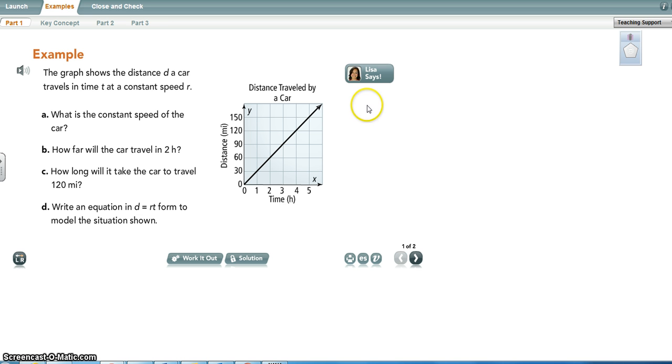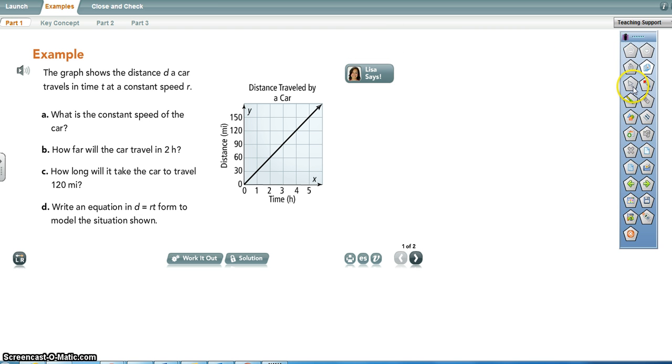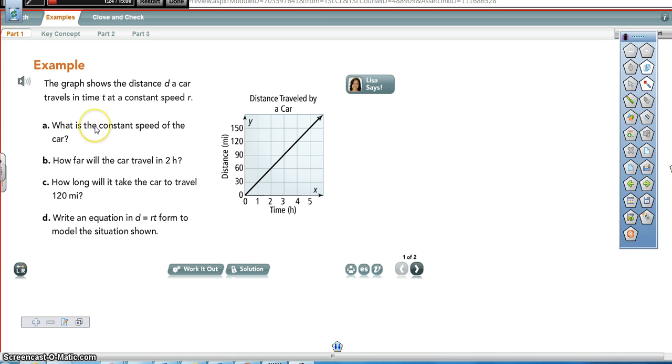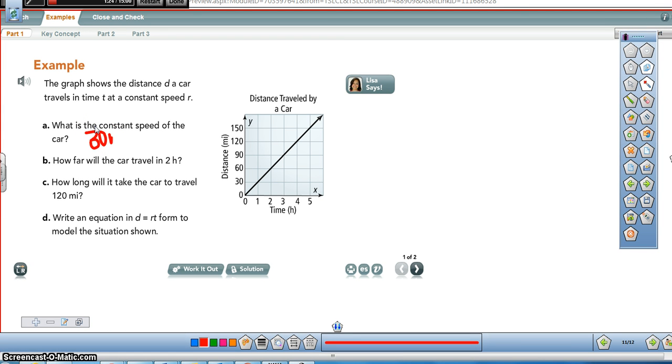Okay, let's kind of look into this. Well, at 1 hour, the car goes 30 miles. At 2 hours, the car goes 60 miles. At 3 hours, the car goes 90 miles. It looks like they're traveling at a rate of 30 miles per hour. "30" is the unit rate. 30 miles for 1 hour.